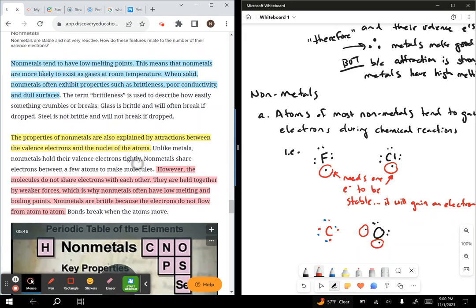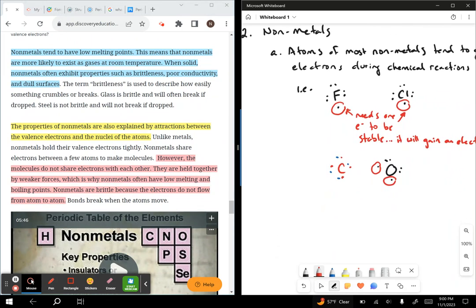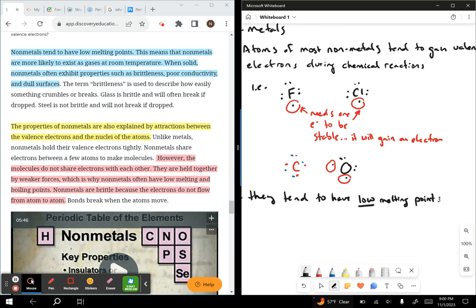Nonmetals tend to have low melting points. Okay, that is a difference versus metals. Let's write that down. They tend to have not high melting points, low melting points. Therefore, they often exist as gases at room temperature.